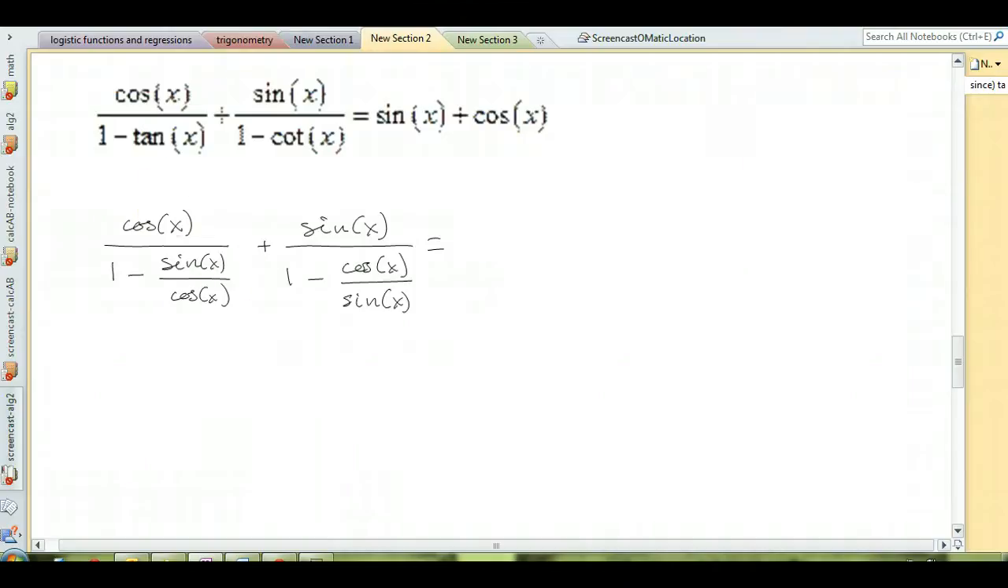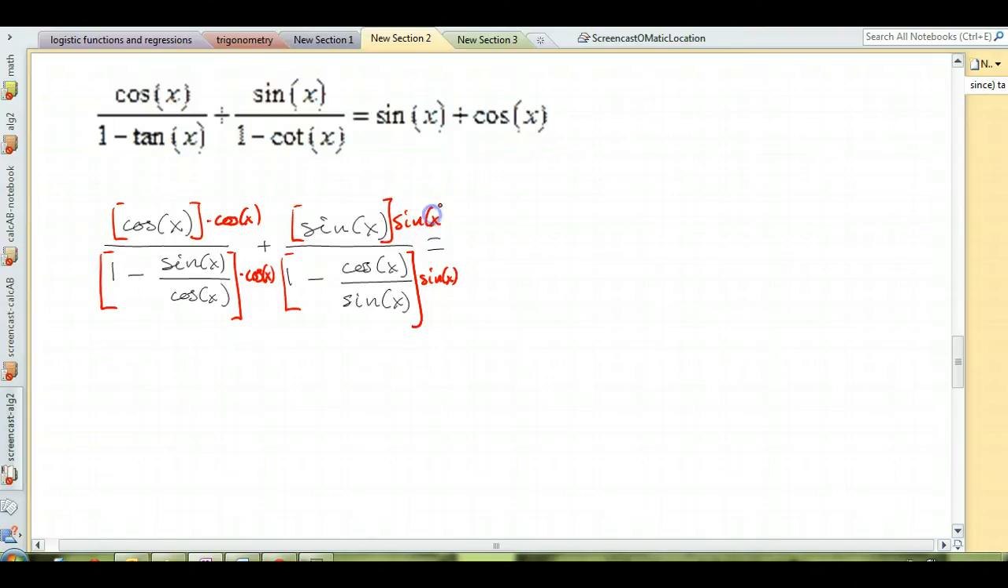Well, here's what we're going to do. I usually don't like to get a common denominator when I have a fraction over a fraction like that. I like to get rid of my denominators right away. So I'm going to multiply here both sides by cosine, and for this one we're going to multiply both sides by sine, so we'll get rid of the denominator, right? Okay, let's see what we have.